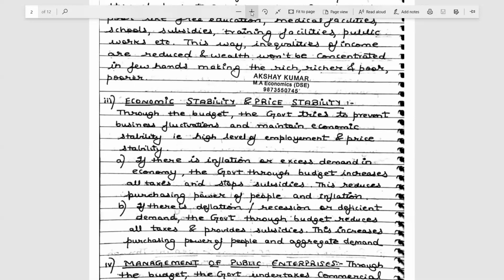So if the government sees that there is inflation or excess demand in the economy, all of us know excess demand causes prices to rise, which in turn causes inflation. If there is a persistent and continuous rise in prices, it causes inflation in the economy. So if the government is observing that there is excess demand or inflation in the economy, what will the government do? The government through budget will increase all taxes and stop subsidies.